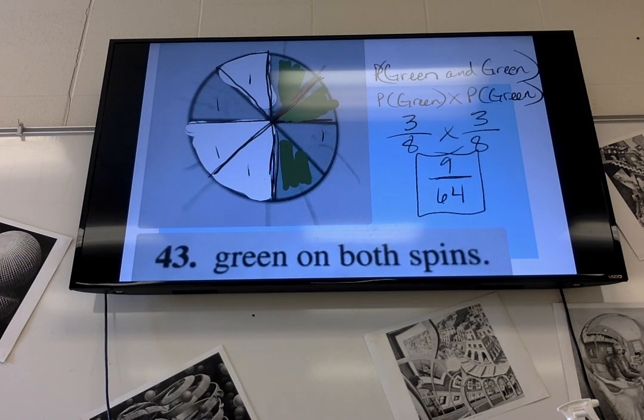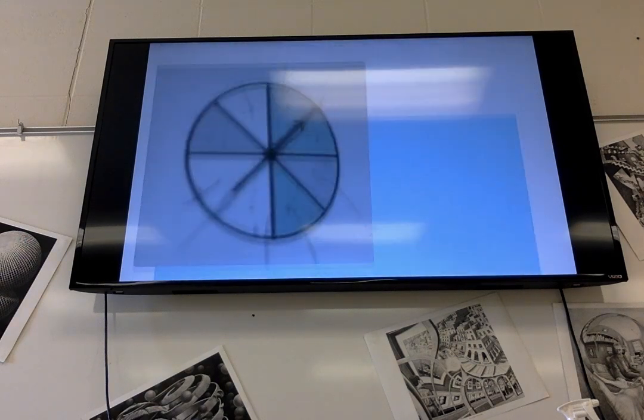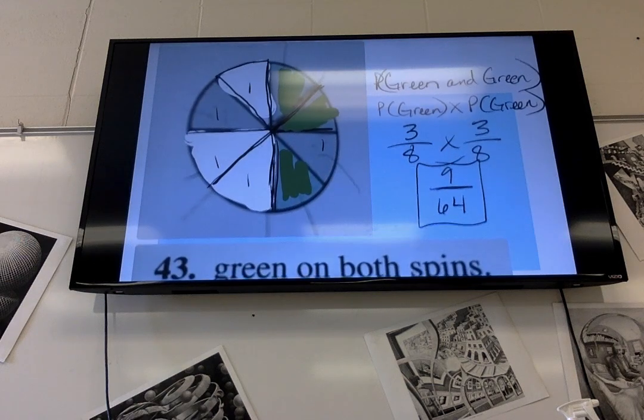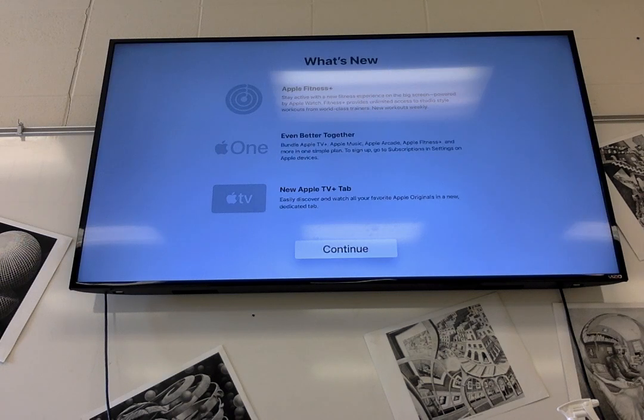Okay, what we're going to do is we're going to finish. There's very little left, but we're going to finish this up Monday, and then I'll give you the assignment, and you can work on it in class. If you weren't done with that, that was 9 out of 64.